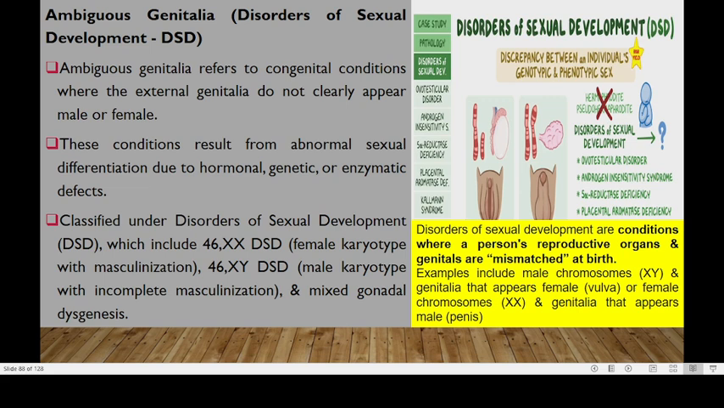It is classified under disorders of sexual development, which include the 46,XX, the female karyotype with masculinization, or the 46,XY, the male karyotype with incomplete masculinization, and mixed gonadal dysgenesis. Remember, disorders of sexual development are conditions where a person's reproductive organs and the genitalia are mismatched at birth. All right.